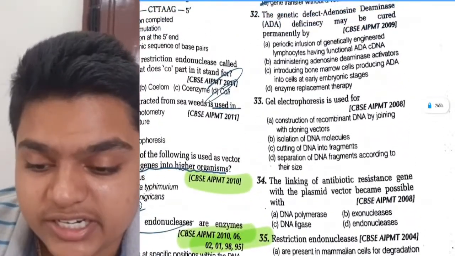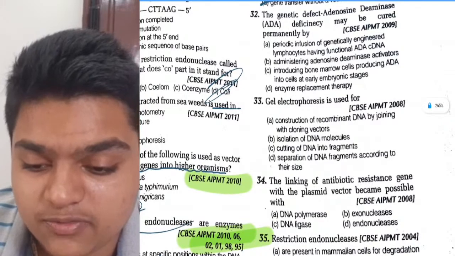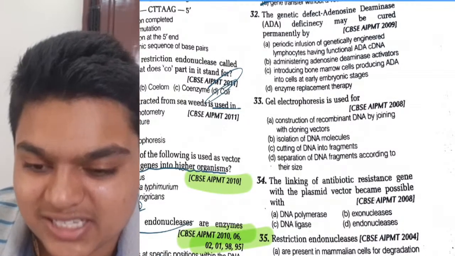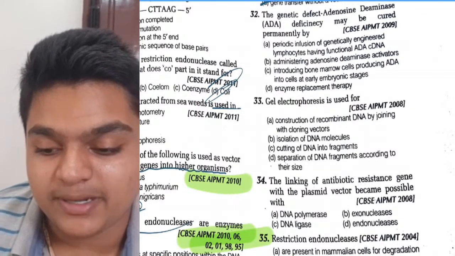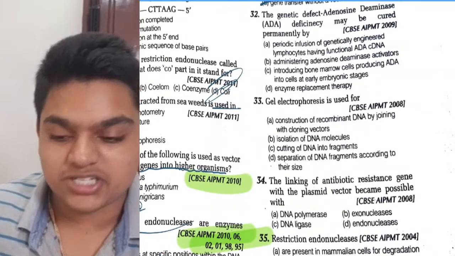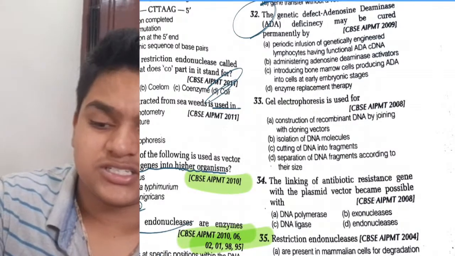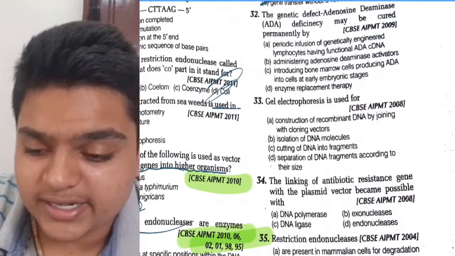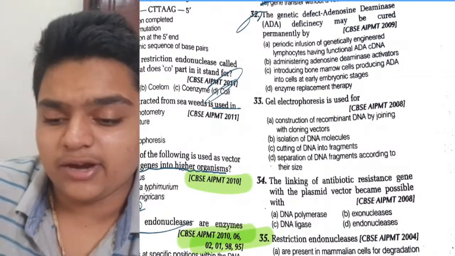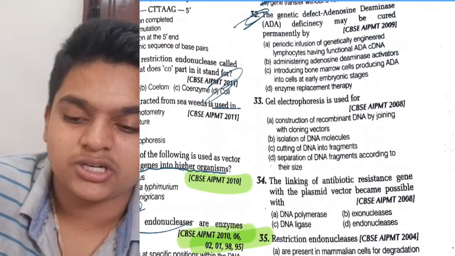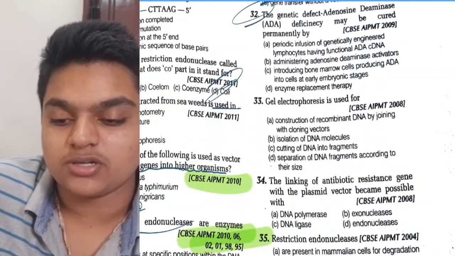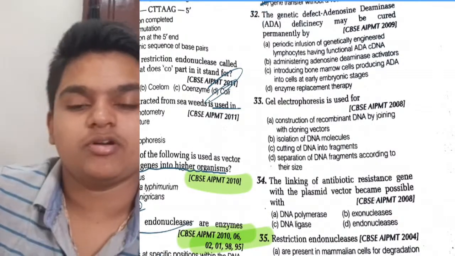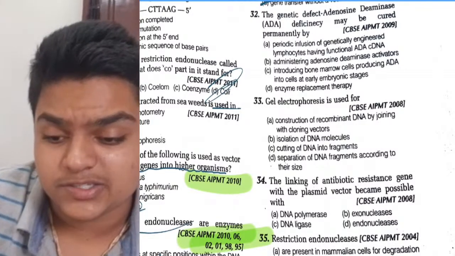Next one. The genetic defect ADA deficiency may be cured permanently by. This is a question from applications of biotechnology in medicine. Come on, let us solve this question. I don't know why they asked this question in the biotechnology principles and processes part. Until you answer, I will be doing like this only. Okay, no problem. No one is there to answer, so I am answering this question.